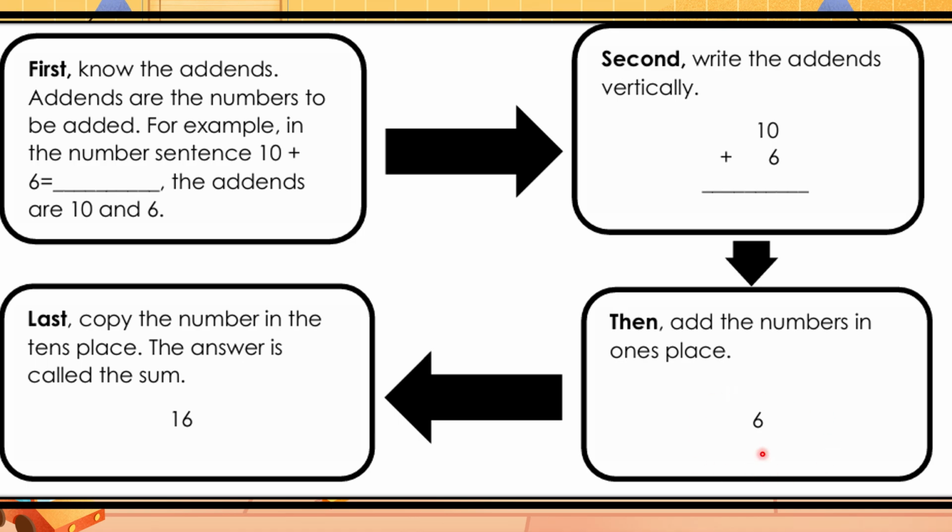Very good. It's 6. Last, copy the number on the tens place, and the answer is called the sum. So let's go back to this. 0 plus 6 is 6. And then what you have to do now is copy the number and put it down here because there is nothing to add. 1 plus 0 equals 1. That's why the answer is 16.